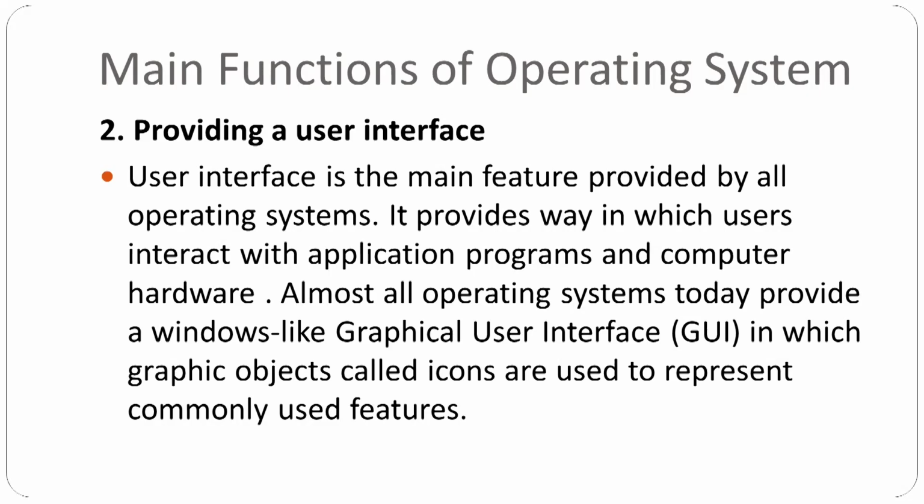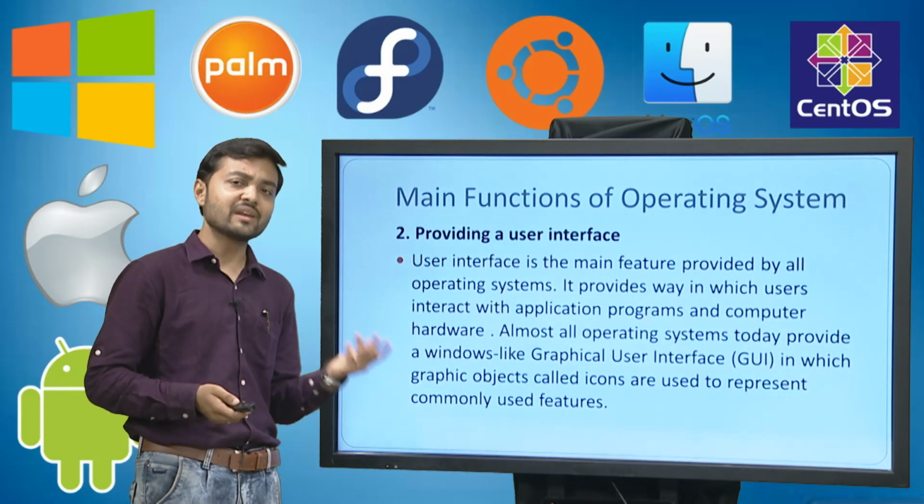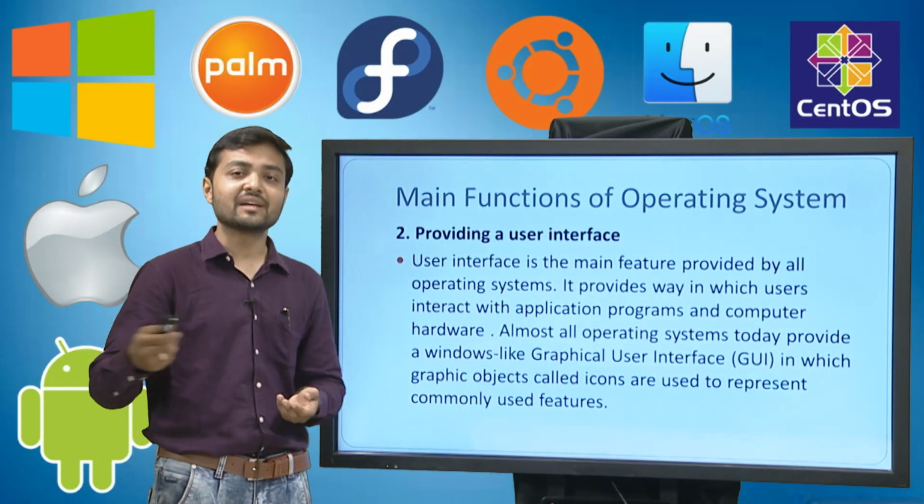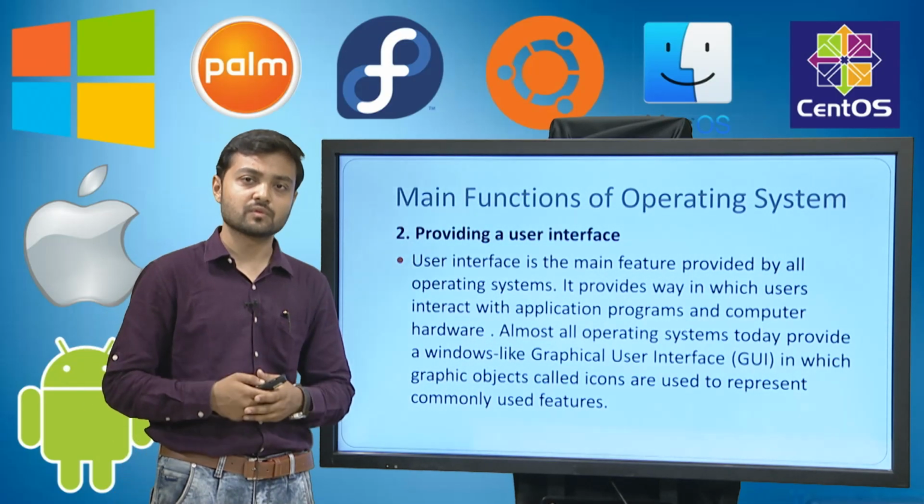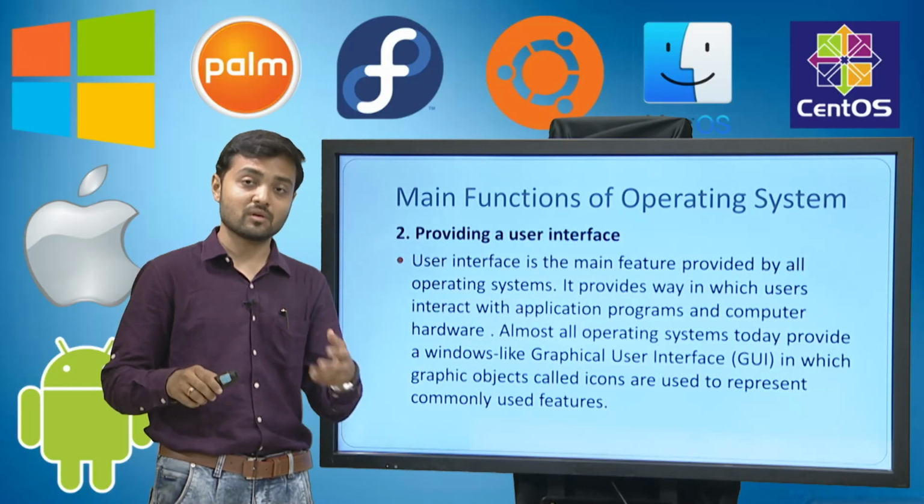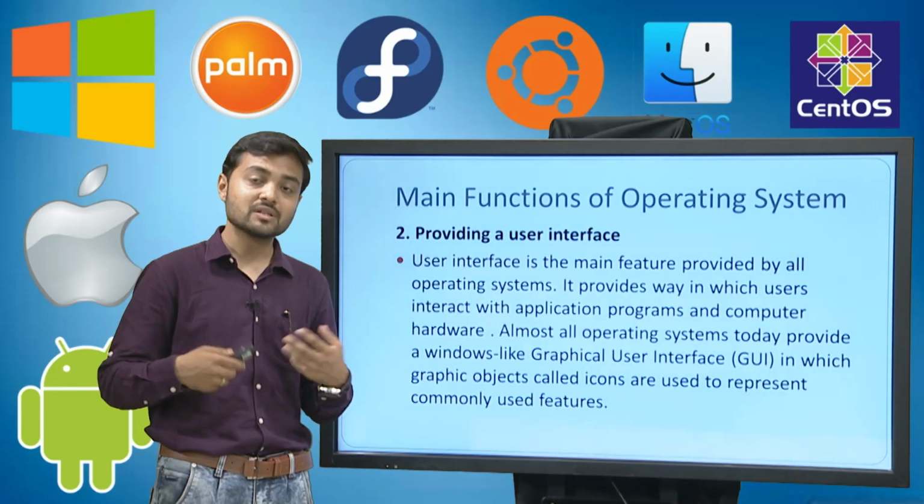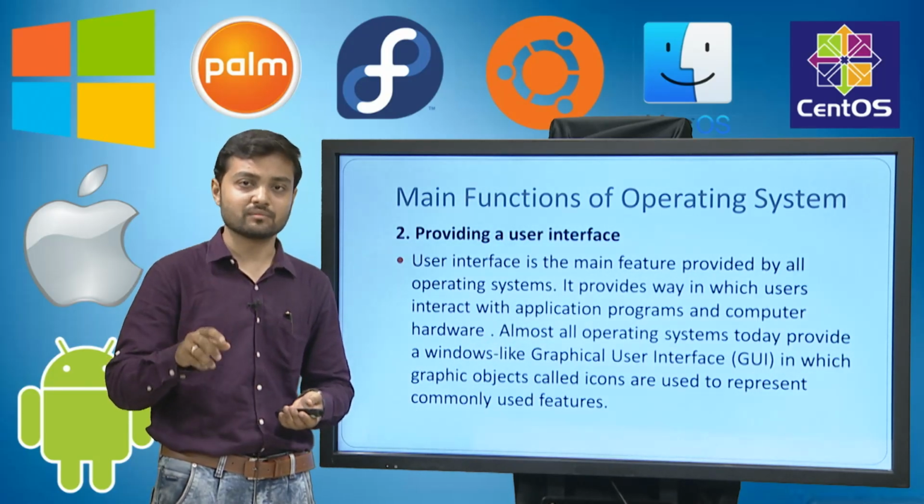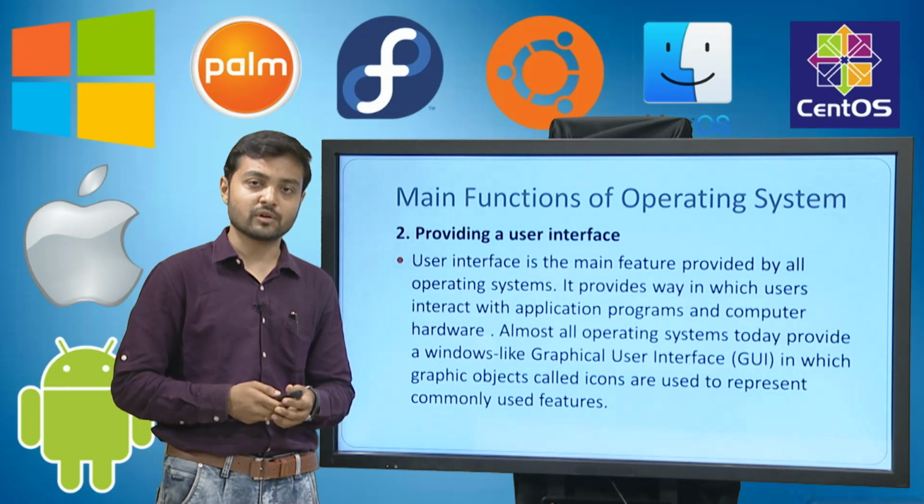Next, a very important task for the operating system is to provide a user interface. User interface is the main feature provided by all operating systems. It provides the way in which users interact with application programs and computer hardware. Almost all operating systems today provide a graphical user interface. Many years ago, there was the command line interface, which was very difficult for the normal user to use. You have to write commands to get operations done. Whereas nowadays GUIs are available, you can click on the icon, and by using mouse and keyboard you can perform all your tasks.